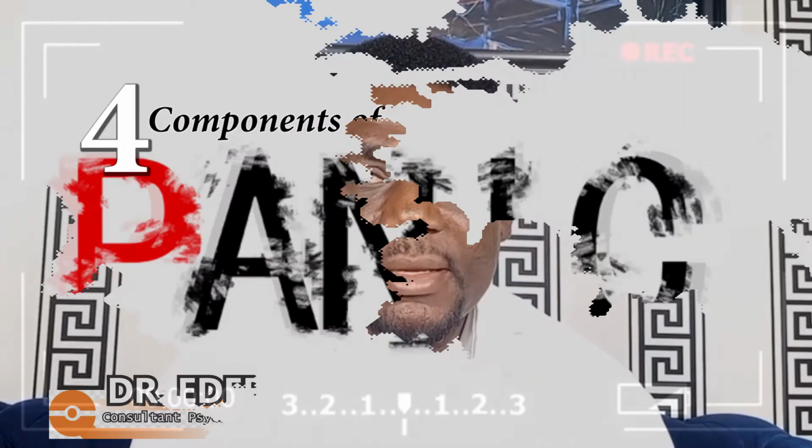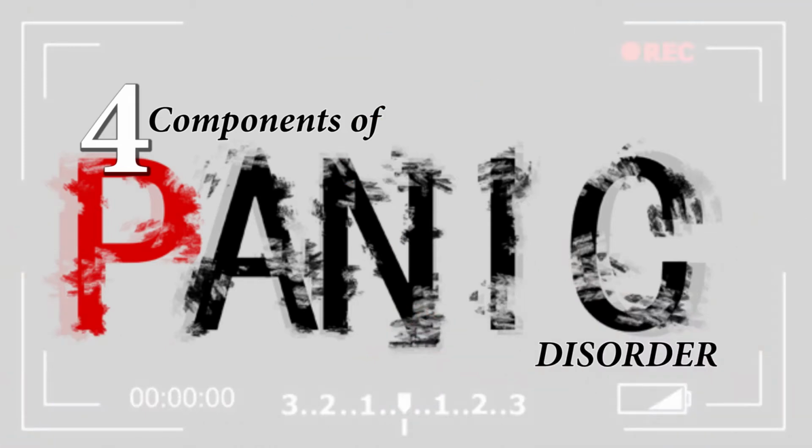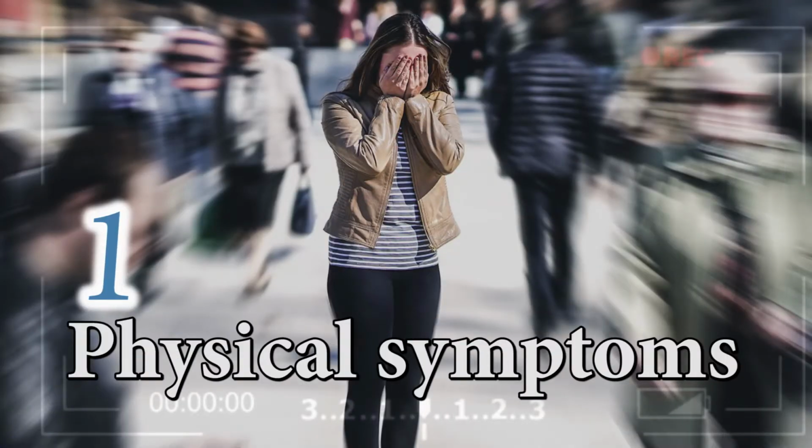Now, having talked about these 4 things that characterize a panic attack, there are also 4 components of a panic disorder. 4 components, kind of different from the 4 things that characterize a panic attack. These 4 components include, number 1, the physical symptoms that the individual experiences. Remember, I said that there are symptoms that occur. Now, these physical symptoms are one of the components of a panic attack.